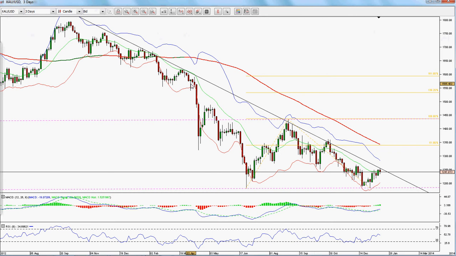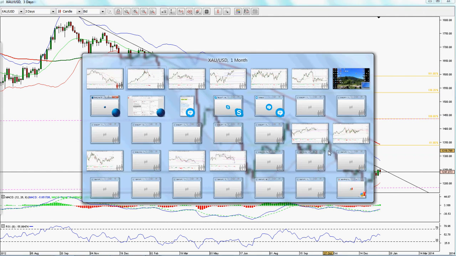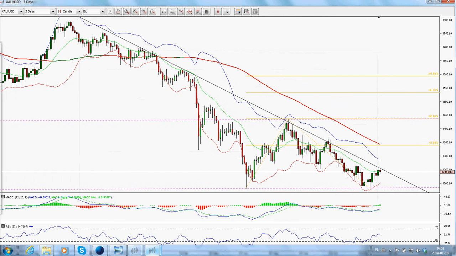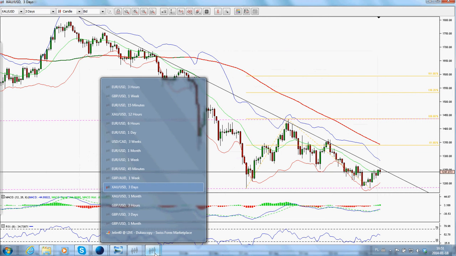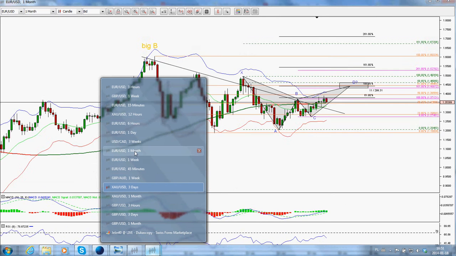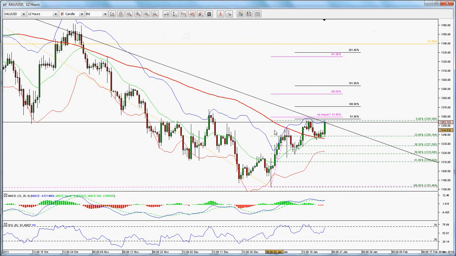And in order to confirm it, let's go to the daily first, maybe 3 days. On the 3 days I've got a long resistance line. This is a trend line, for me it's a resistance line. The market is close to that resistance line, and this may be broken. This is a big A, probably big B, and probably a big C.